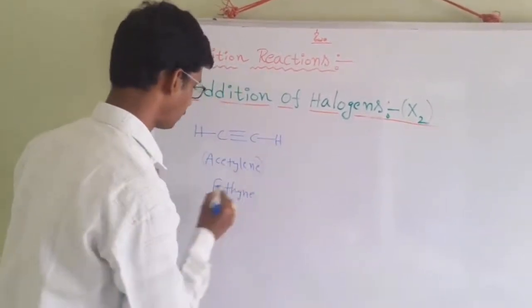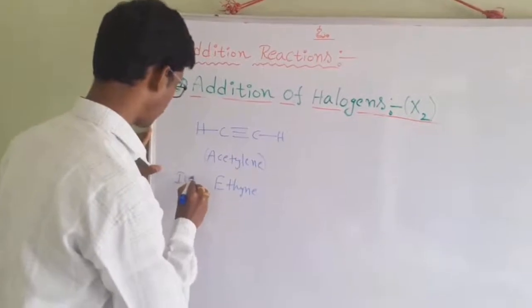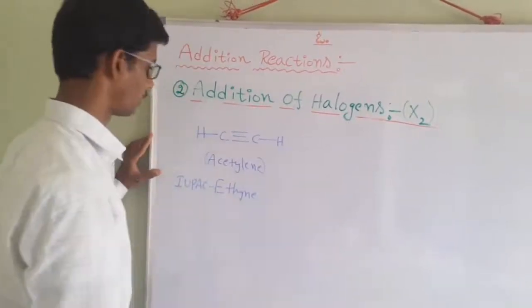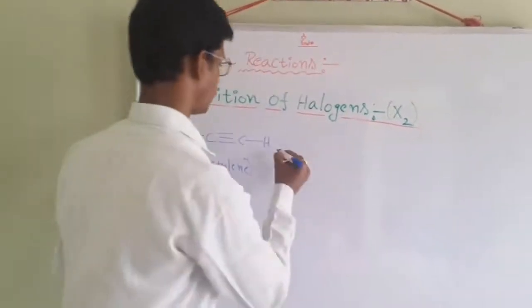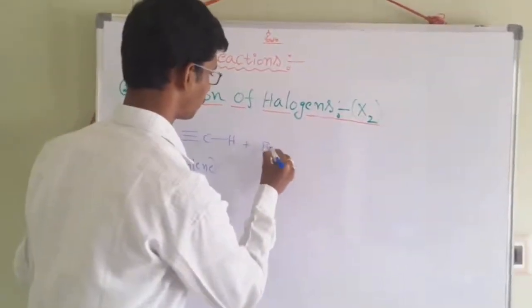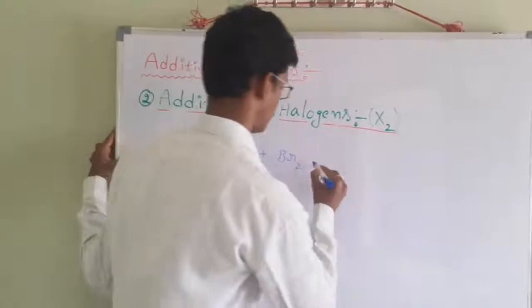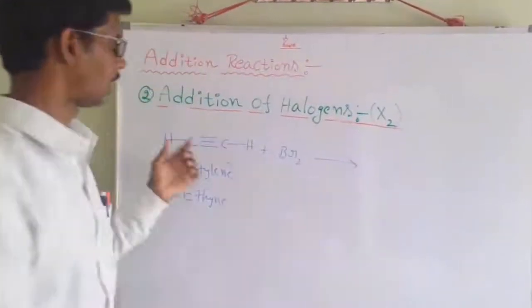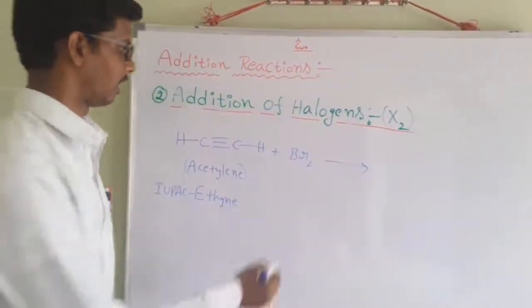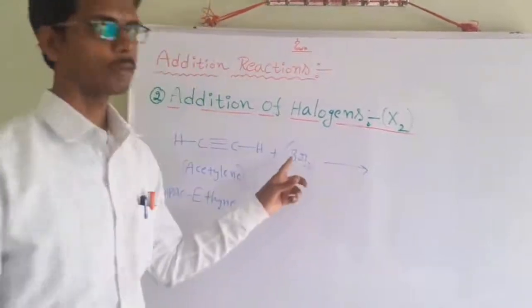This is the common name. This is the IUPAC name. Suppose, for example, to this you should add bromine molecules. How does the reaction proceed? Here you should consider only one bromine molecule.